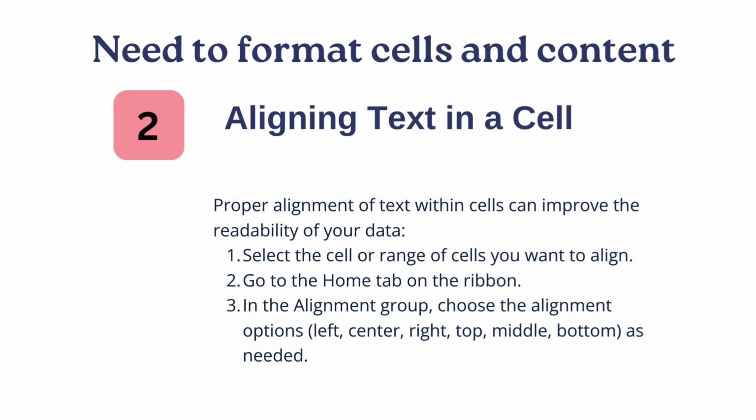Aligning text in a cell. Proper alignment of text within cells can improve the readability of your data. Select the cell or range of cells you want to align. Go to the Home tab on the ribbon. In the Alignment group, choose the alignment options, left, center, right, top, middle, bottom, as needed.